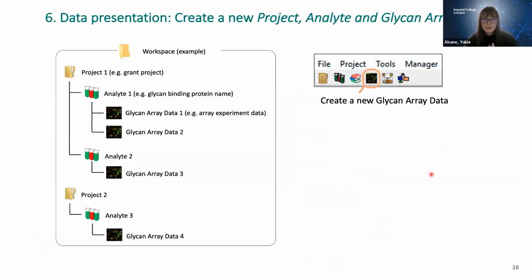Okay, so this result view is created under the Glycan binding sample information. One sample can have single or multiple results. So yeah, if you have experiments repeated many times, you can still save them under the same Glycan binding sample.